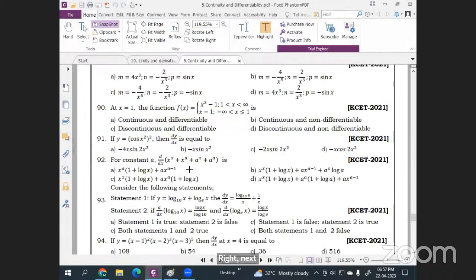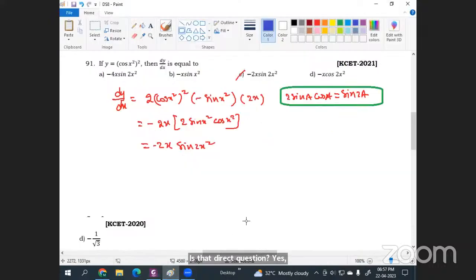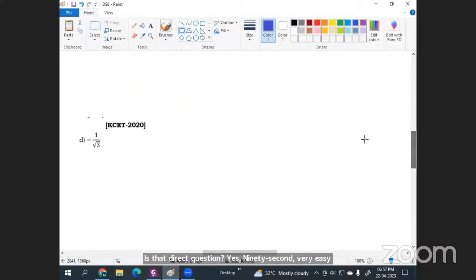Is a direct question? Yes. Very easy to score, no? Differentiation. Little practice is required.